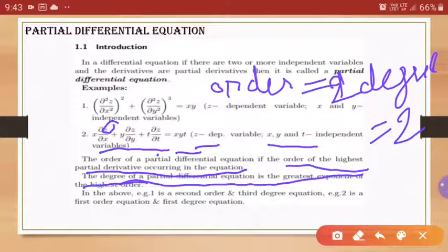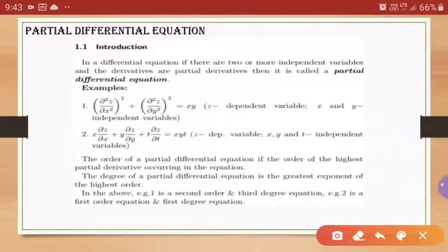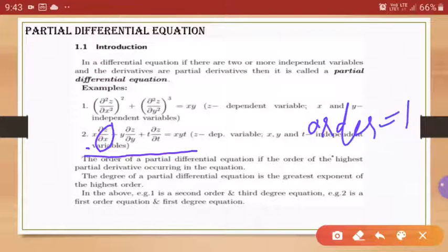In the second equation, it is x into del z by del x plus y into del z by del y plus t into del z by del t is equal to xyt. All the terms are first order derivatives. So in this equation the order is 1 and the degree, which is the power of each and every term, is equal to 1. So the order and degree of this differential equation are both 1.